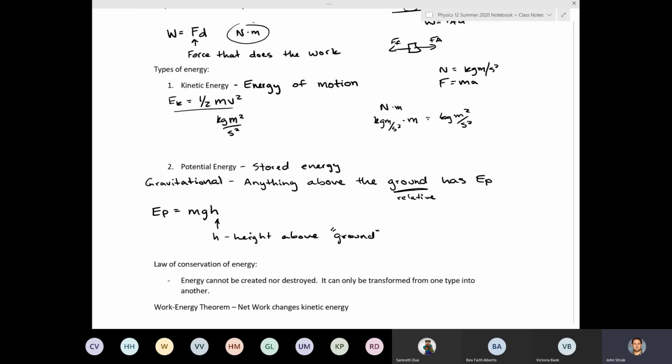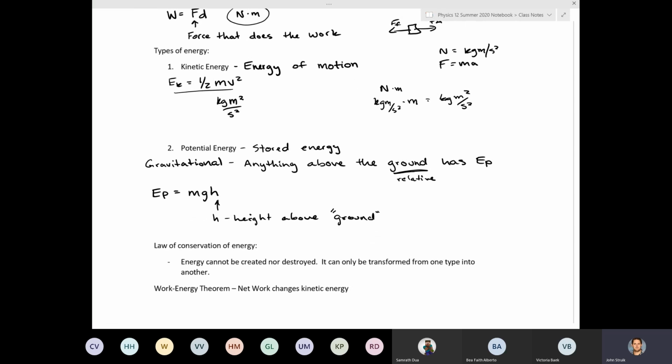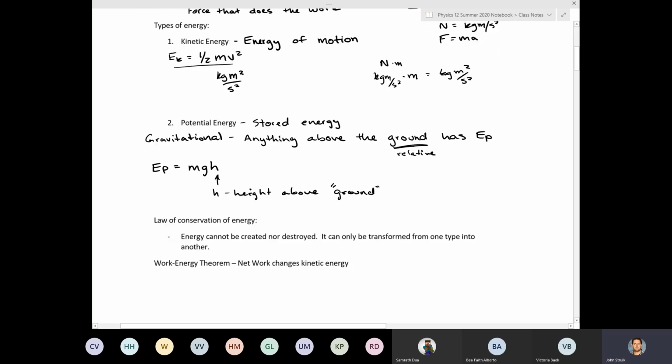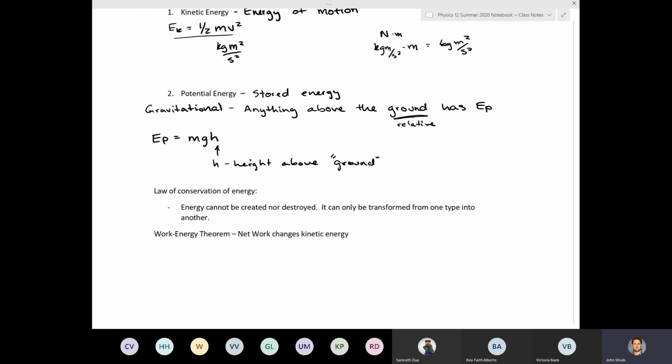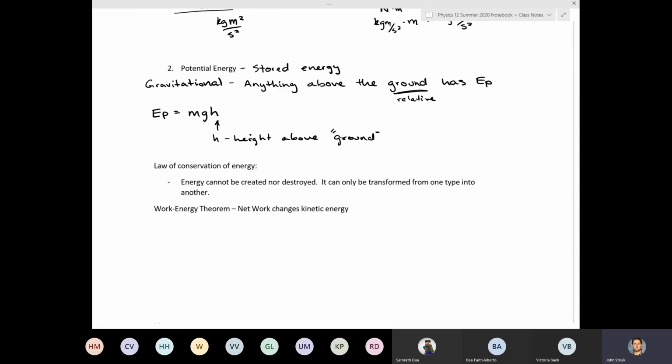It's not creating energy or destroying energy. It's not giving it new energy and then getting rid of it. All energy comes from somewhere. Okay, and that's the law of conservation of energy, and we'll talk about this more later. It states that energy cannot be created nor destroyed. It can only be transformed from one type into another.